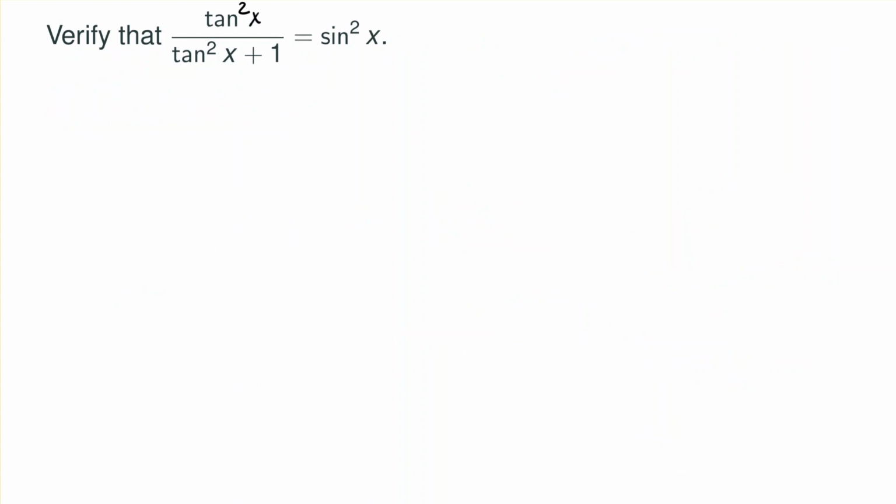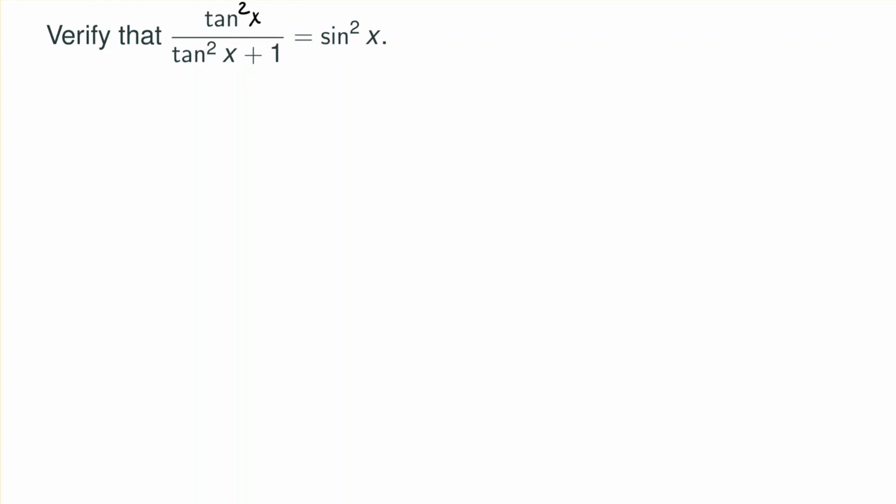Verify that tangent square x over tangent square x plus 1 equals sine square x. So here we're verifying that this expression is indeed equal to this one. When we do this kind of problem, again, we're not solving for anything. We're not solving for a known variable. We're just showing or verifying the left equals right. Left expression equals right expression.